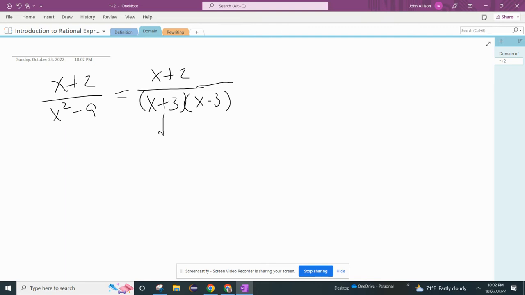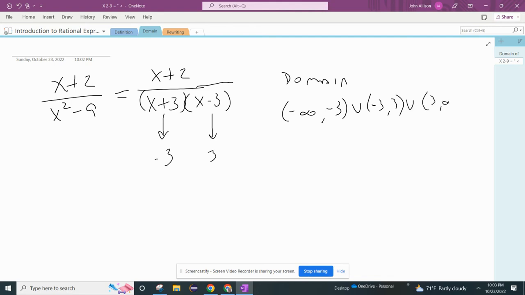And that means if we plug in negative 3, or if we plug in 3, that's going to make the denominator 0. So our domain here is all real numbers except negative 3 and 3. And we write that from negative infinity to negative 3 because negative 3 is the smaller or the lowest number of the two, joined with negative 3 to 3, joined with 3 to infinity.